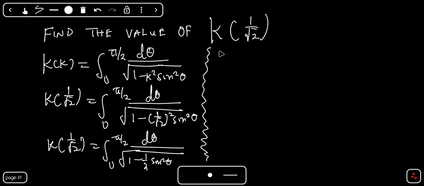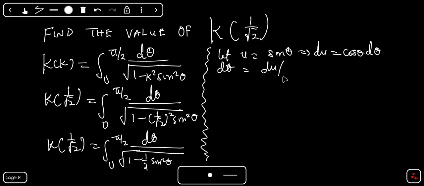So we can say let u be equal to sine theta. So if u equals sine theta, then we're going to have du equals cos theta d theta. Then you make d theta the subject of the formula. Then we have d theta is equal to du over cos theta. Then if you write cos theta in terms of u, that will be du over the square root of 1 minus u squared.